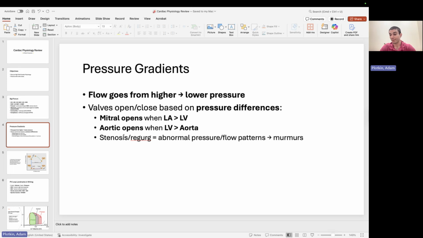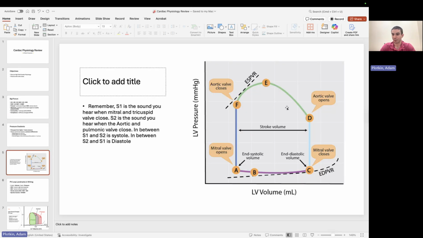And then we can have valve abnormalities. The two big ones are stenosis and regurgitation, right? When we have a stenotic valve or a regurgitant valve, which we'll talk about in a little bit, we can get abnormal flow patterns across the valve that can lead to murmurs. So all four of those big valves I named, tricuspid, pulmonic, mitral, and aortic, can all have stenoses or regurgitation. So you guys are all probably familiar with this if you did your M1 cardiac unit, right?